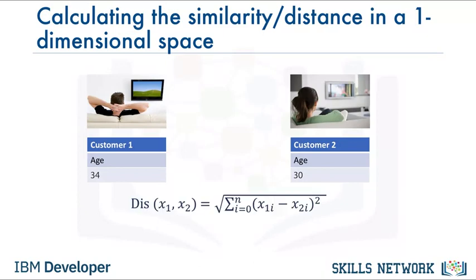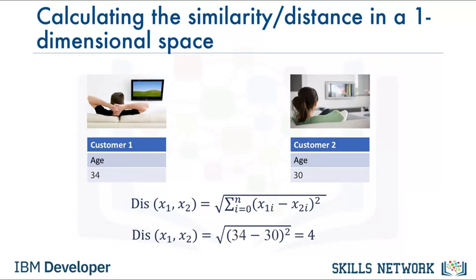We can easily use a specific type of Minkowski distance to calculate the distance of these two customers. It is indeed the Euclidean distance. Distance of x1 from x2 is root of (34 minus 30) to the power of 2, which is 4.